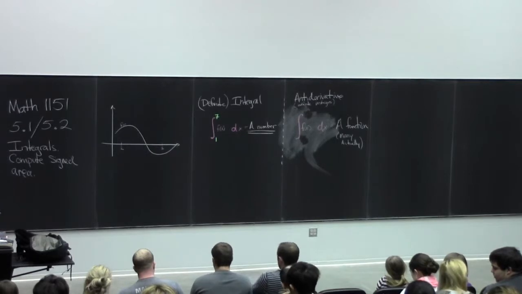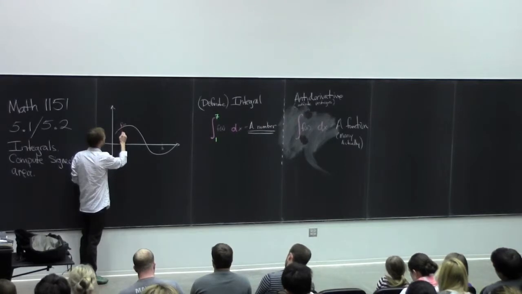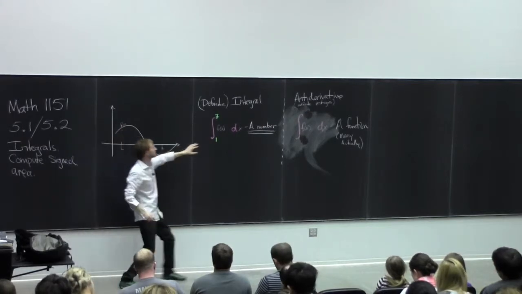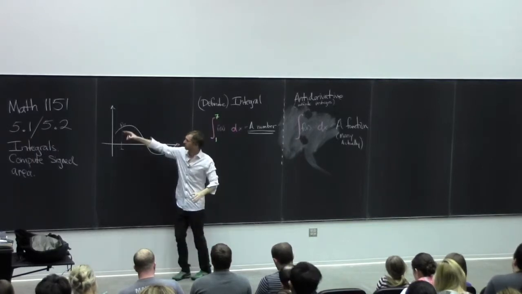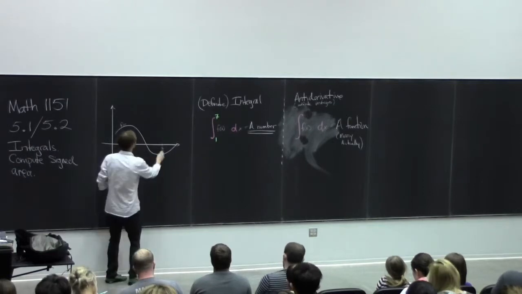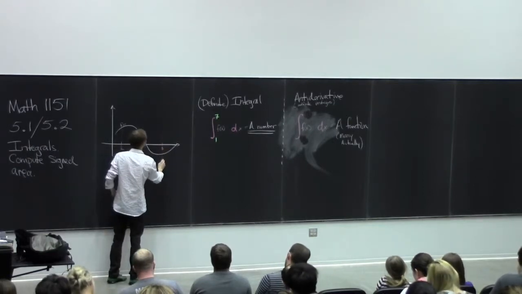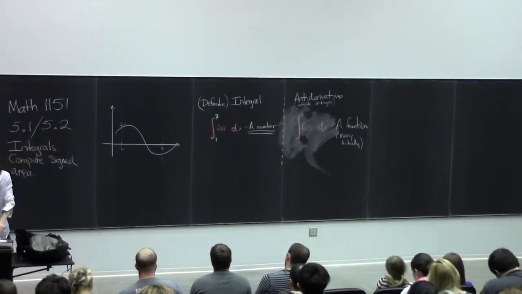And then I say, what's that mean? You're like, I don't know. Well, here, let's see if we can explain that. This is the integral from 1 to 7. And so we have a function. This is our function right here. And here's 1. And here's 7. And integrals compute signed area.